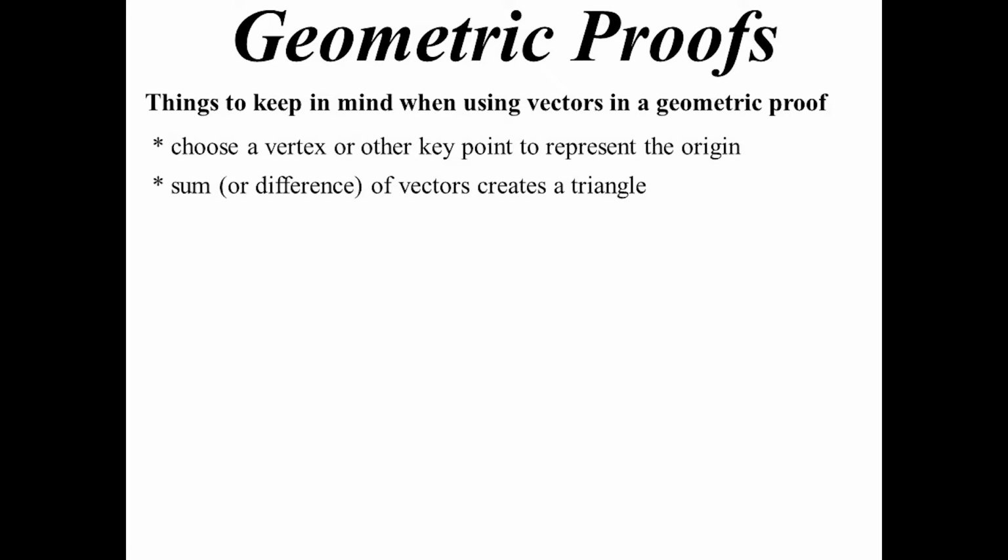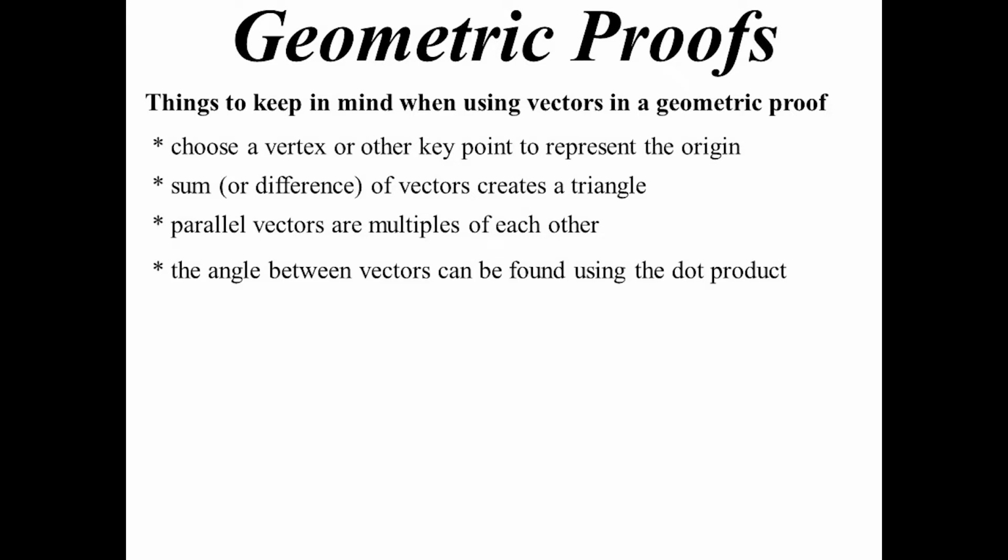Remember, the sum or difference of vectors will create a triangle. Okay, so if you've got a vector u and a vector v, then you can create u minus v by joining head to tail and things like that. Parallel vectors, they're multiples of each other. That multiple might be 1, by the way.